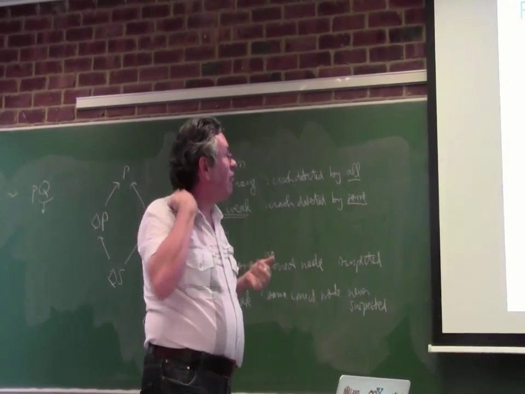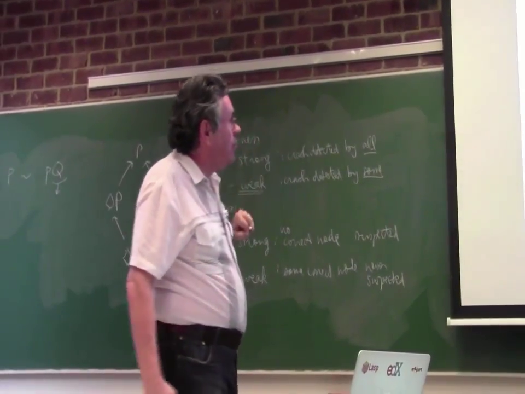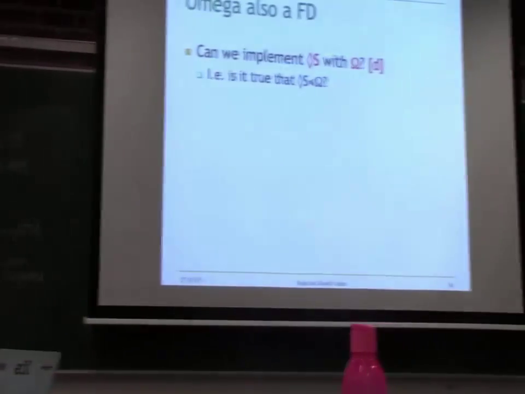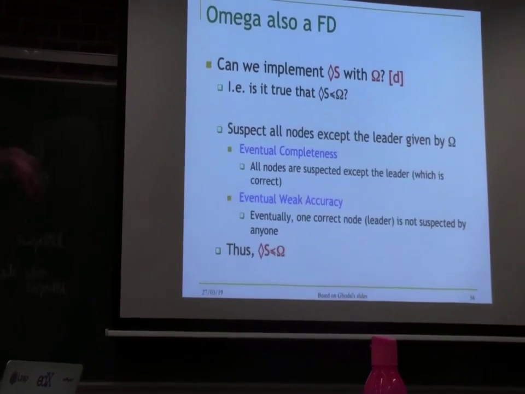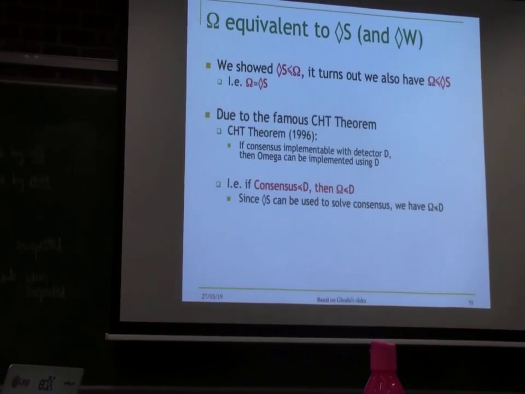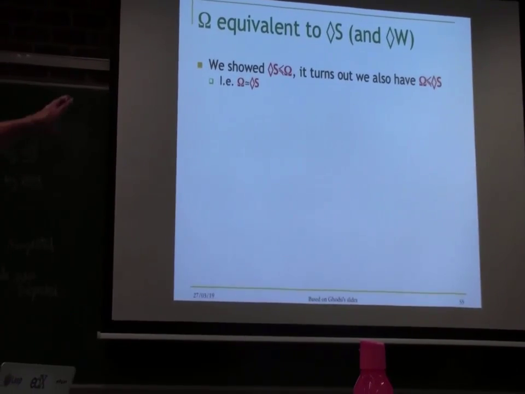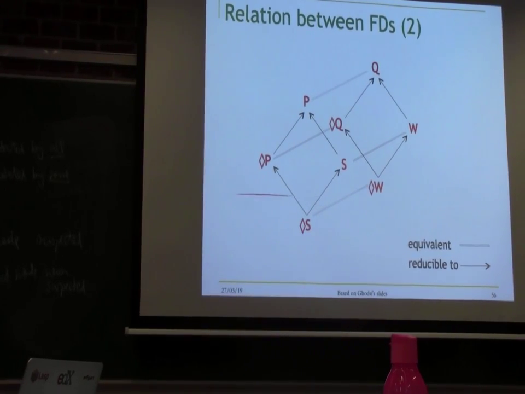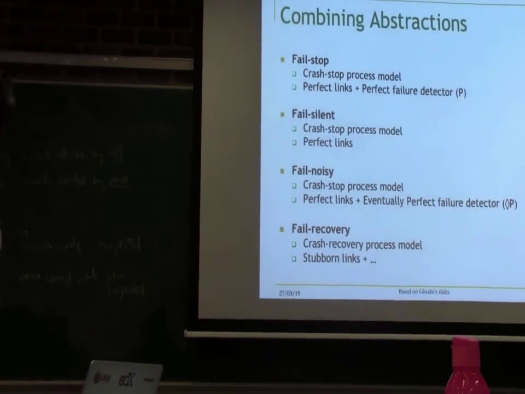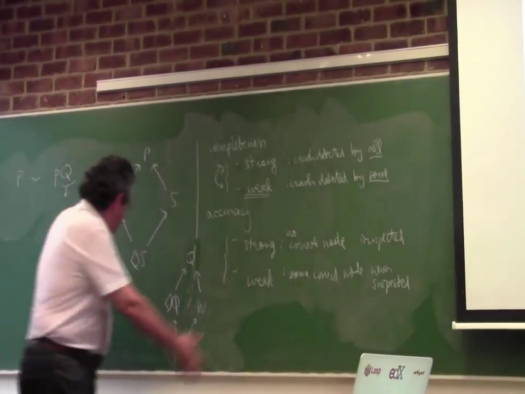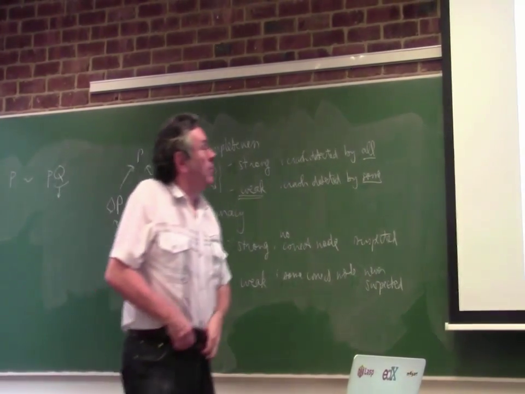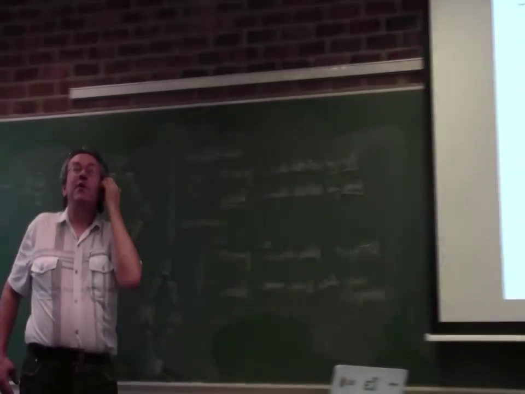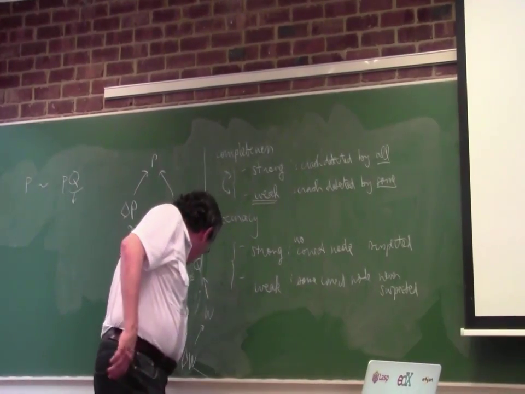For all these failure detectors, we're only going to be using a few of them in the course. I'm going to skip this slide. This is going a little too much into detail, I think. I'm not going to talk about the CHT theorem. This basically connects all of these failure detectors together. But in the rest of the course, we're only going to look at some of them.